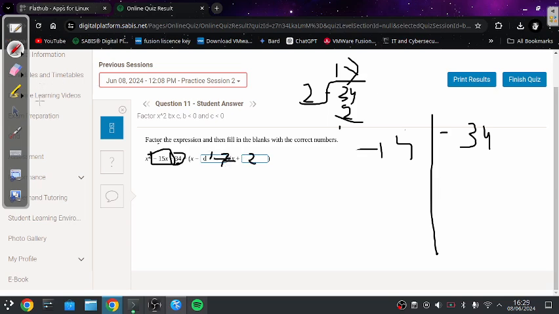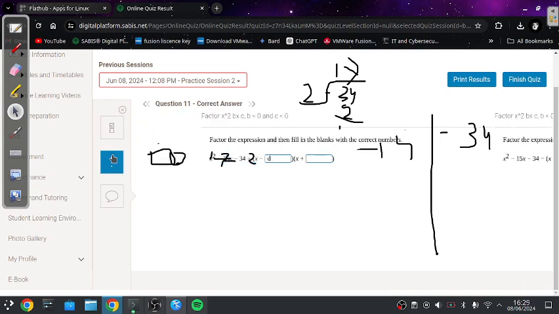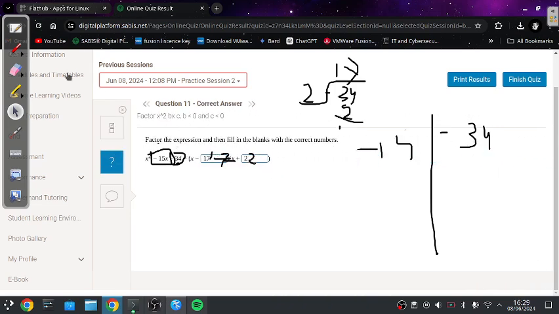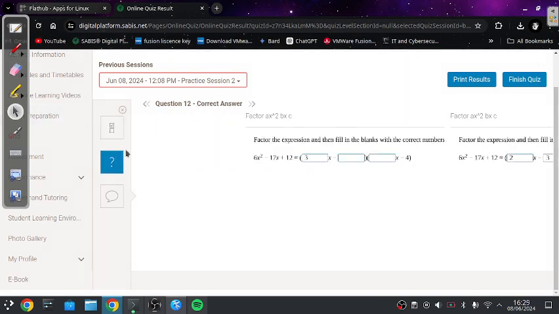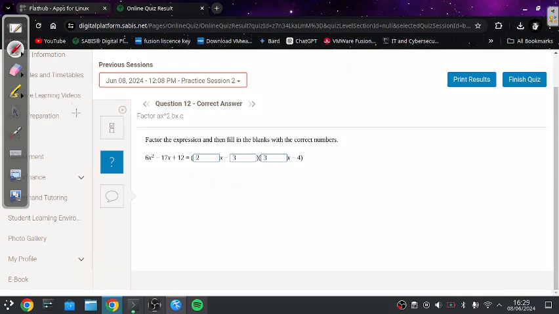So let me just check, because this should be the right answer. x minus 17 into x plus 2, exactly. So I think we're almost done with this quiz. Next: 6x squared minus 17x plus 12.